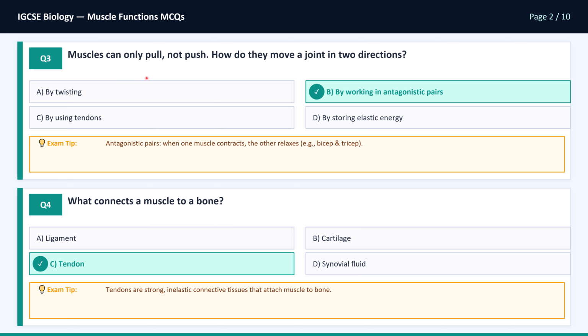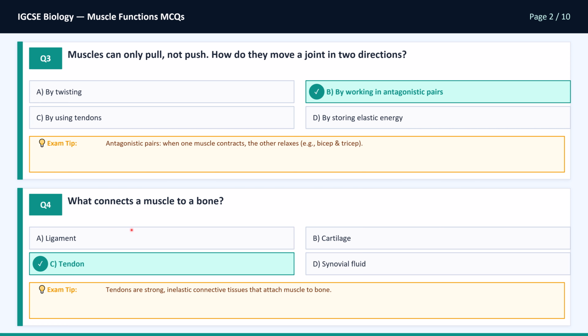Question 3. Muscles can only pull, not push. How do they move a joint in two directions? Option A, by twisting. Option B, by working in antagonistic pairs. Option C, by using tendons. Option D, by storing elastic energy. So the correct option is option B, by working in antagonistic pairs. Exam tip: antagonistic pairs, when one muscle contracts, the other relaxes. For example, biceps and triceps.